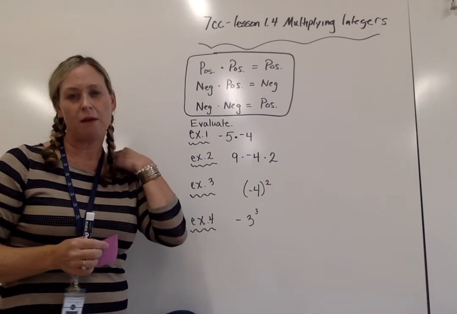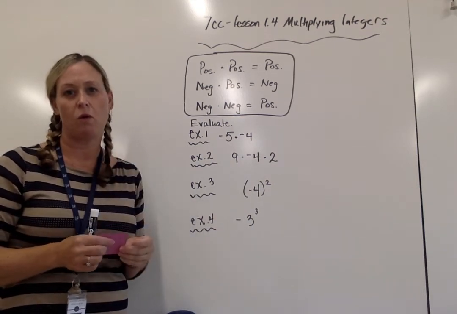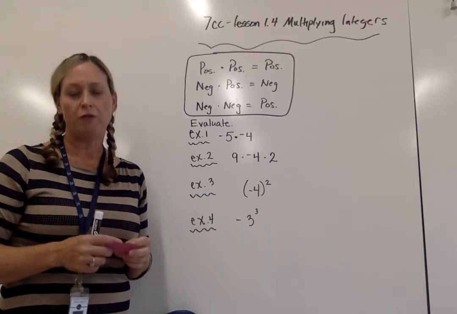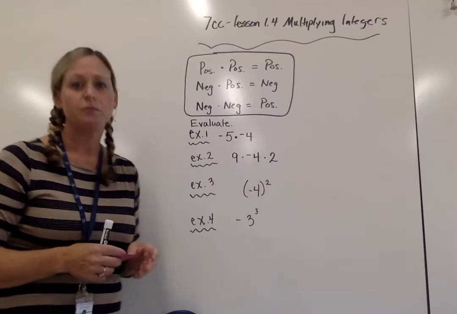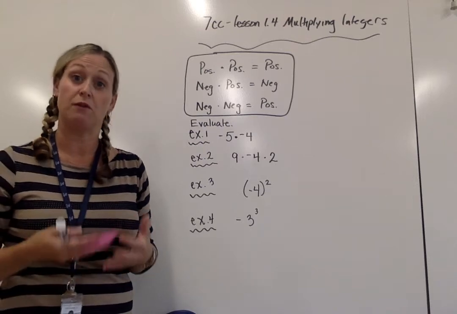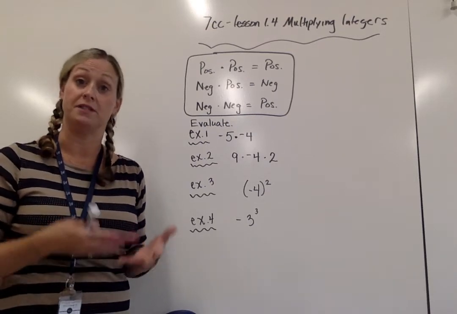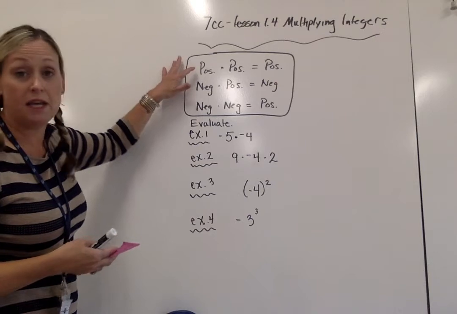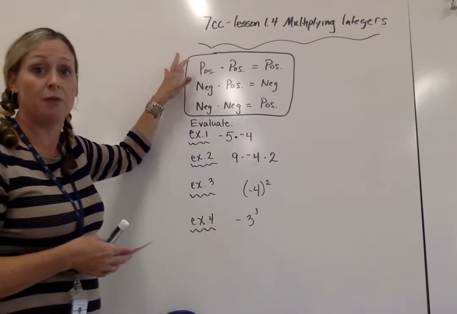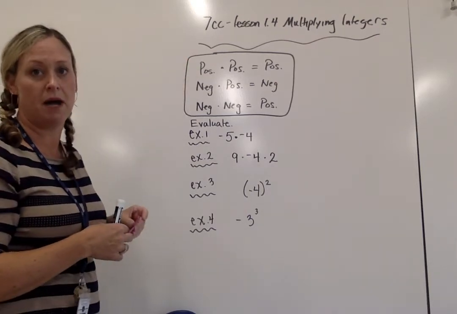Hi everybody, we're going to talk about notes today from the 7th grade Common Core lesson 1.4, multiplying integers. There are some set rules that you need to be familiar with anytime you're multiplying positives and negatives. If I'm taking a positive and multiplying it by another positive, my answer is going to remain positive.